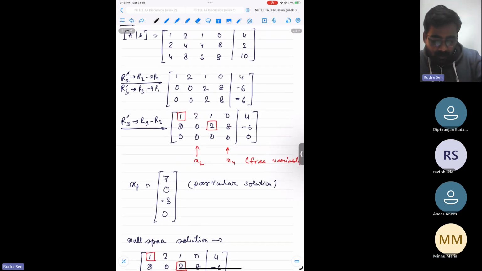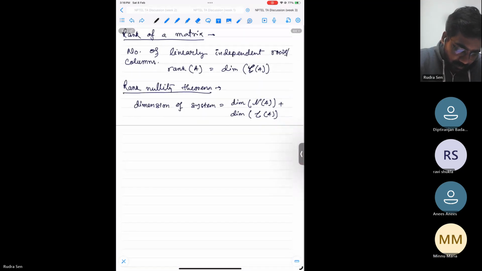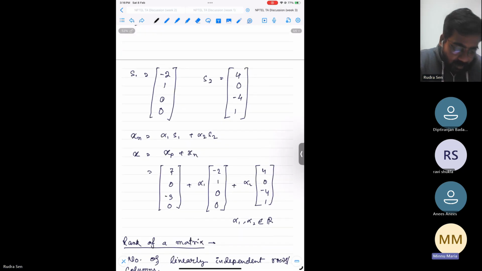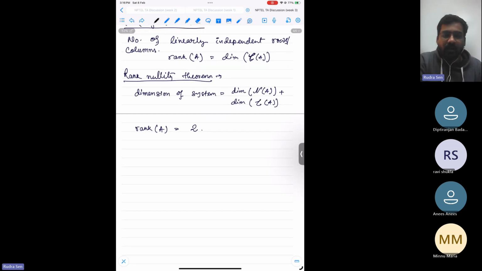So here, in the given system, what is the rank of A? Rank of A is basically 2. Okay, so what is the rank of A and what is the rank of the null space? We will discuss this rank-nullity theorem after we discuss the basis and how basis is related with the dimension. So let's skip this portion for the time being.